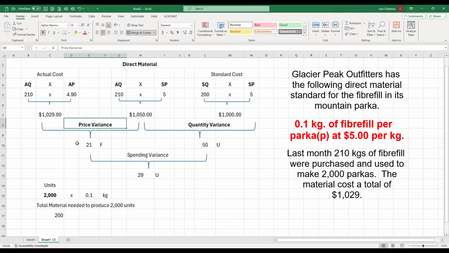So what do we have to do? Reward the purchasing manager and punish the production manager? Yes, the natural answer would be yes. However, we're forgetting something. What are we forgetting? Let's go back to the slides and see what the slides tell us.